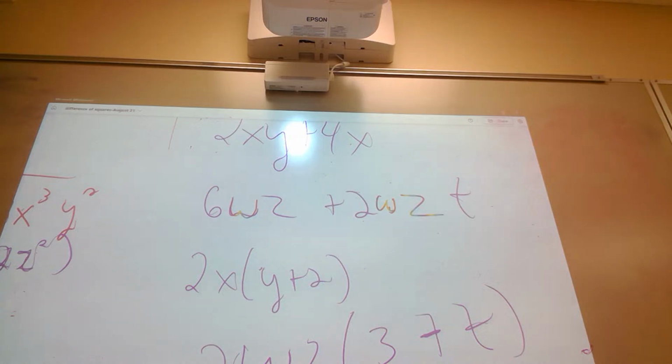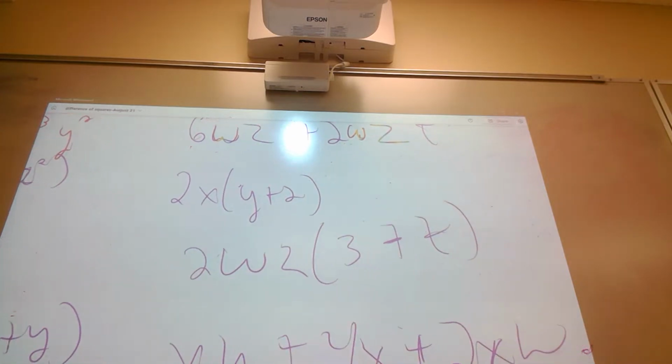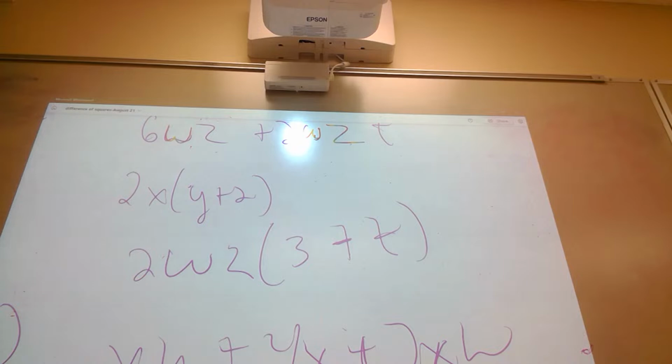Okay, we pulled out 2, the w, the z. We have to be able to multiply this through to get back to where we started. All we had left was the constant 3, and then all we had left was the variable t. Do you understand? xy plus 4x plus 2xw.